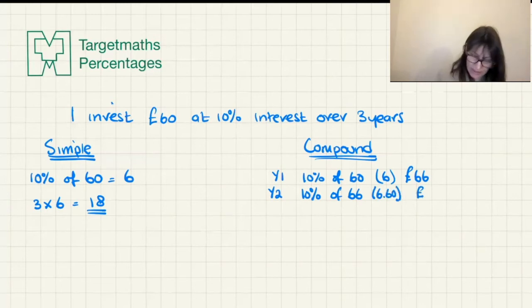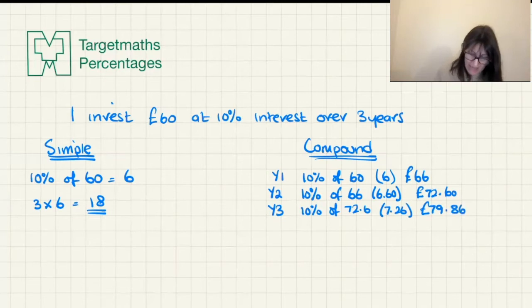So I've now got £72.60. At the end of year 3, they're going to do the same and use my balance, my current balance, to work out what my interest is going to be, which is going to be £7.26. And when you add that onto what's already in the bank, I've now got £79.86. If I added on the £18 that I earned in my simple interest account, I got £78 in total.